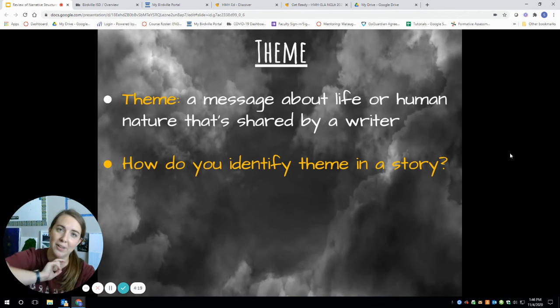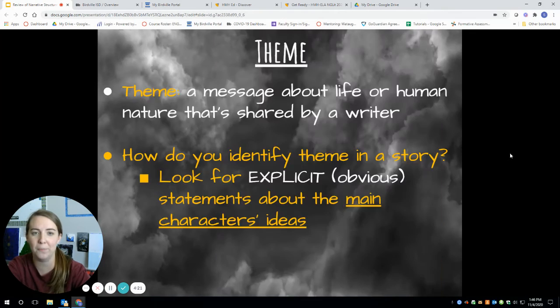There are two ways that we can identify theme in a story. The first way is for you to look for explicit, which is a fancy word that means obvious, statements about the main character's ideas in the story. In Disney, there's almost always a song that reveals the true theme of the story. So look for the things that are explicit. Those are the things that the characters say out loud that they're thinking. For example, in Moana, when she is on the boat, she's starting to doubt everything. She sees her grandmother's ghost.